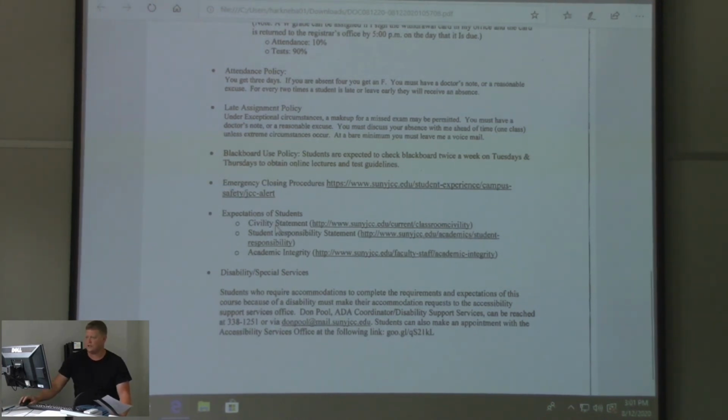Expectations of students. These are the websites for the civility statement. Treat students like you want to be treated, others. Student responsibility statement. You're responsible for your own grades, your own attendance, your own schedule. Academic integrity. Don't cheat, right?